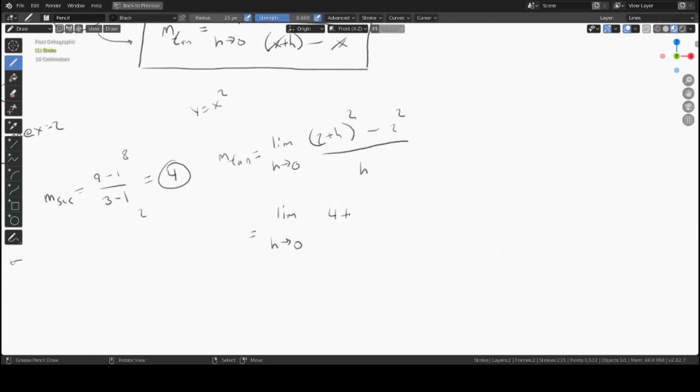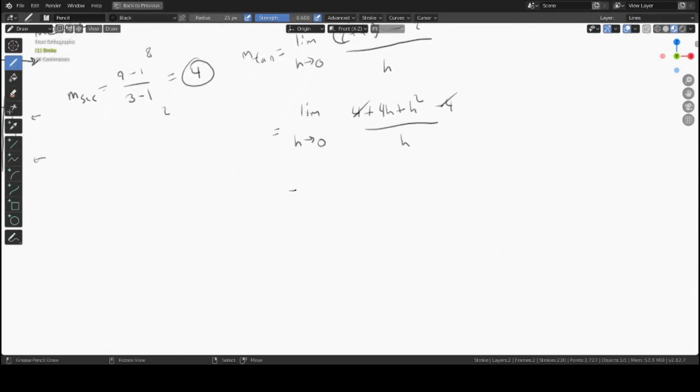So we have the limit as h approaches 0 of this, which is going to be 4 plus 4h plus h squared minus 4, and those cancel out, divided by h. Now we can factor an h out of the top, and we get the limit as h approaches 0 of h times 4 plus h, divided by h, and we can see that those h's cancel out, and then our second h goes to 0 as we approach 0. So the answer is m tan equals 4.